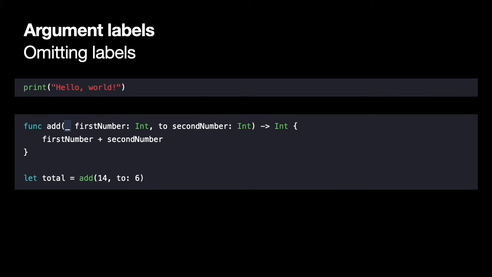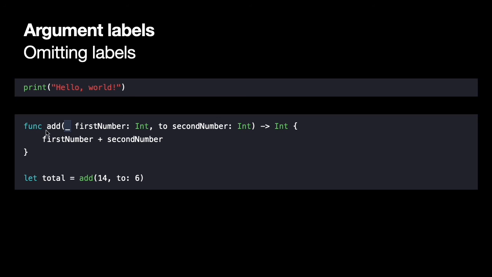Sometimes it is nice to completely omit the external label. However, you always need to have an internal name for your parameter. Here's an example of a function we've been using repeatedly, which does not have an external argument label. Print. We can print, and then we just put our string literal. Note there is no label there. We don't say contents colon or anything like that.